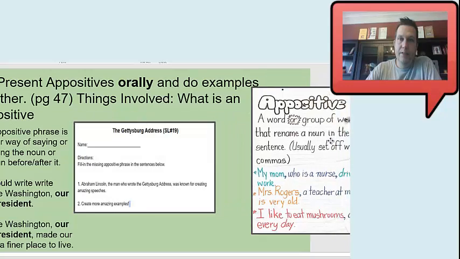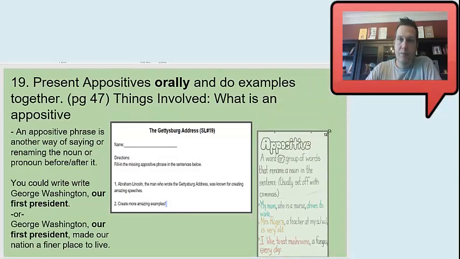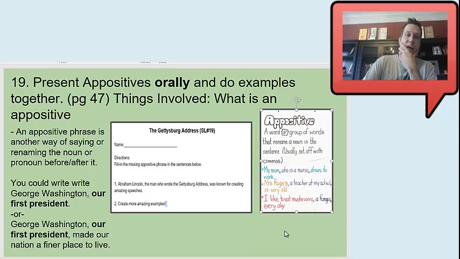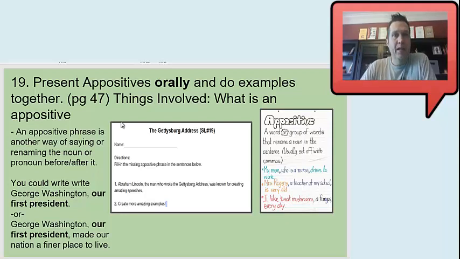Number 19, again, I'm going to shrink this just so we can look at it a little bit easier. Oops, I'll make that look a little prettier. So I just have a little anchor chart over here that you could possibly make yours look like this. So we're talking about an appositive here.